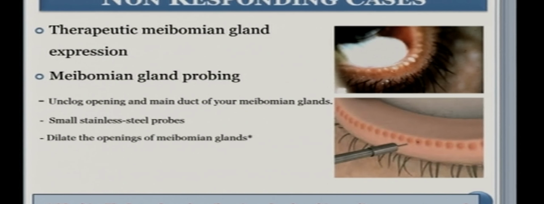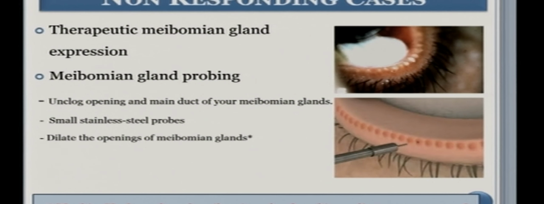But what is most important is that you have to do an active expression of the secretions, because these are clogging the ducts of the Meibomian gland. And for that, you do warm lid compresses, you do a little bit of massage. If that doesn't work, then with the help of a swab stick, you can press, you can do probing, and you can get out the secretions.